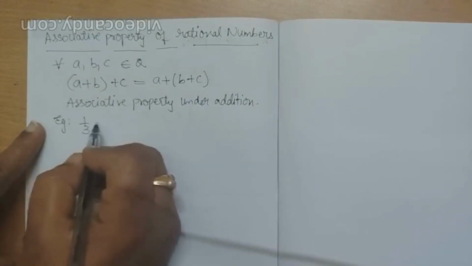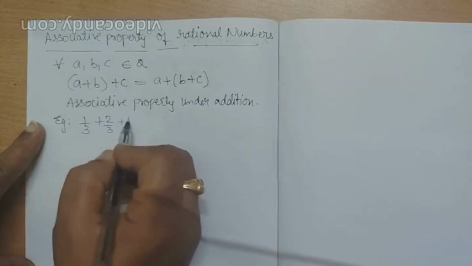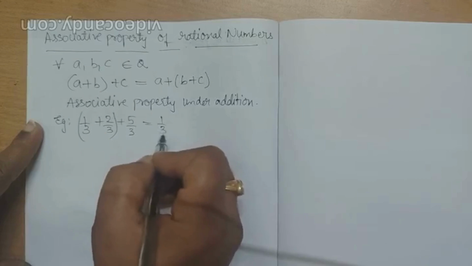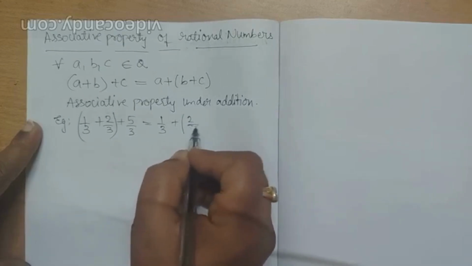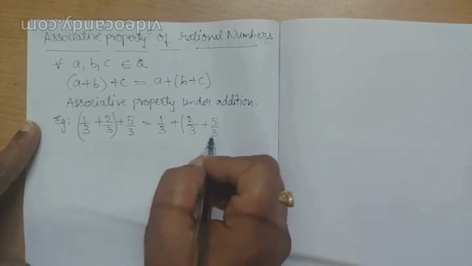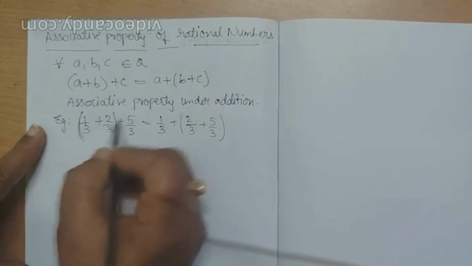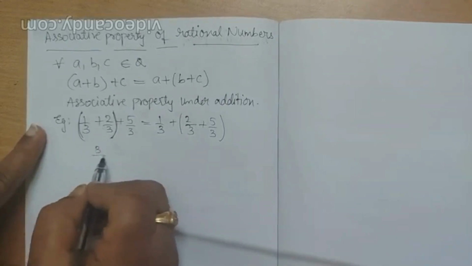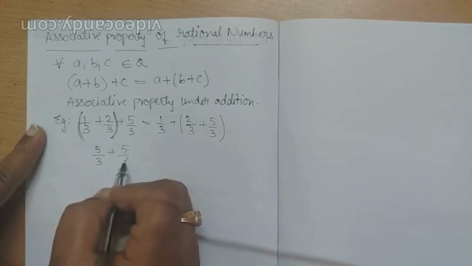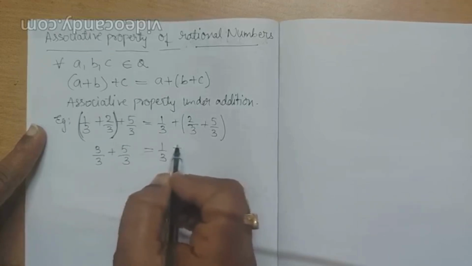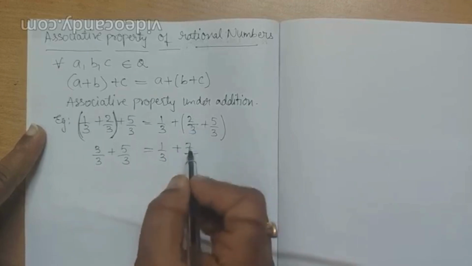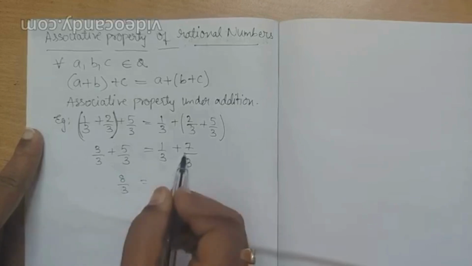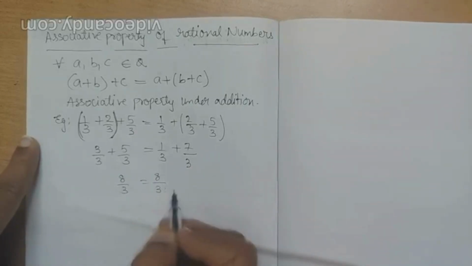Example: (1/3 + 2/3) + 5/3 is equal to 1/3 + (2/3 + 5/3). Let us add the rational numbers which are there in the bracket first. So 1 plus 2, 3/3 plus 5/3 is equal to 1/3 plus 5 plus 2, 7/3. Now 5 plus 3, 8/3 is equal to 7 plus 1, 8/3.